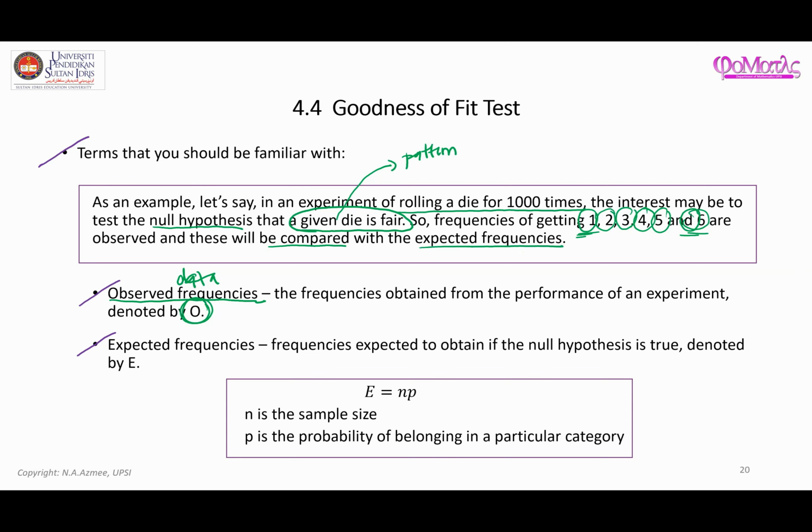Expected frequencies are the frequencies that you expect to get if the null hypothesis is true. If the given die is fair, what would be the frequencies you might expect to get? It is denoted by E, so E represents the expected frequency. Let me just give you a simple example.